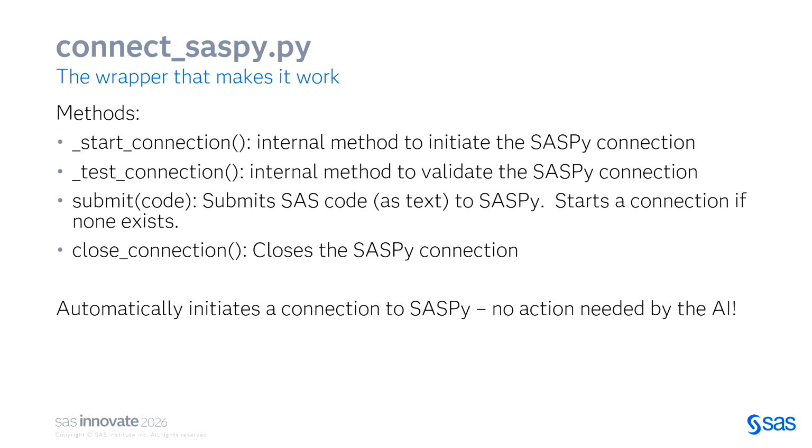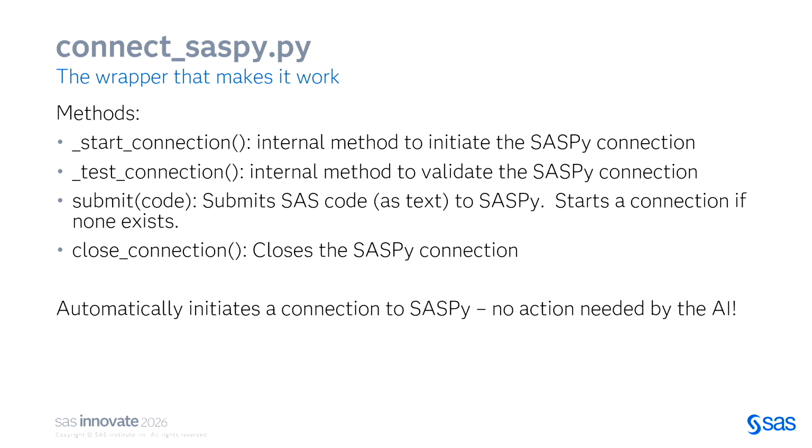But you don't have to use either of those because it automatically connects as soon as you instantiate the object. And then there's submit code. That's really easy, right? Submit parentheses code, and the code is a text string of SAS code. That's what the AI will mostly use, and then you can close the connection if it feels like it. But that's pretty much all it is.